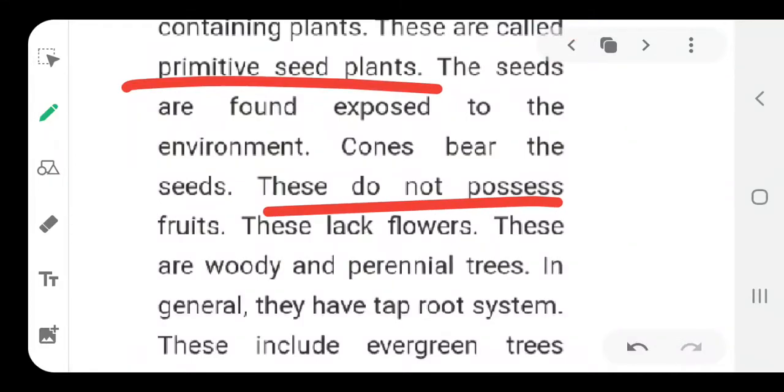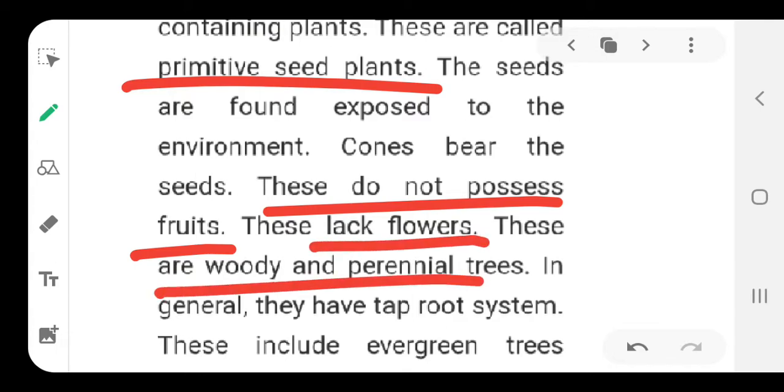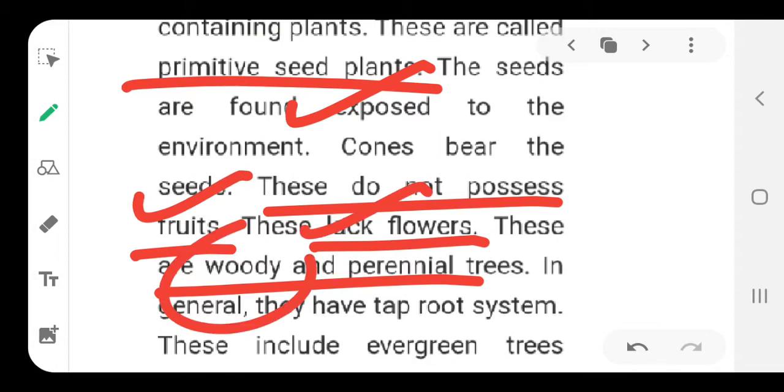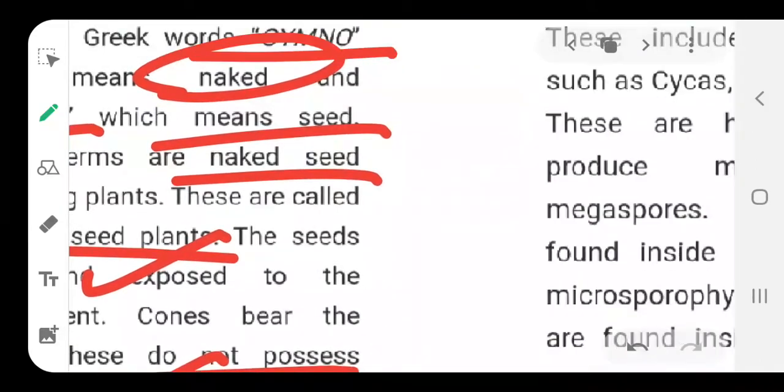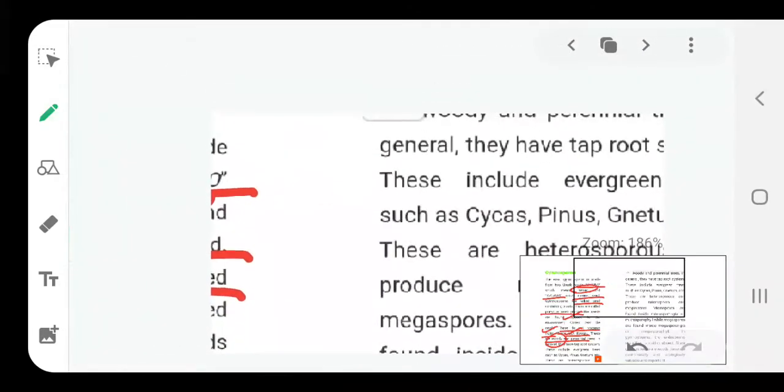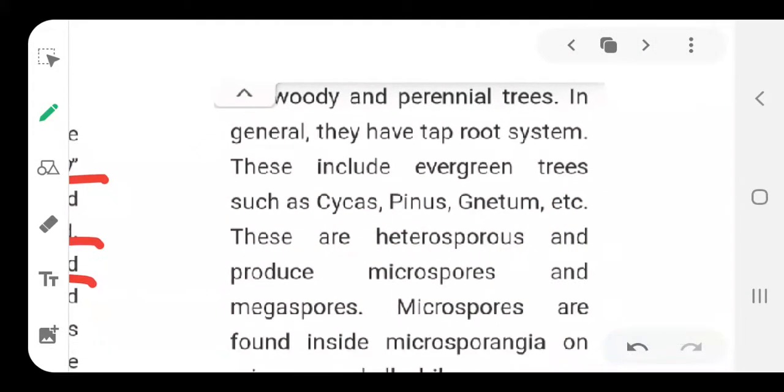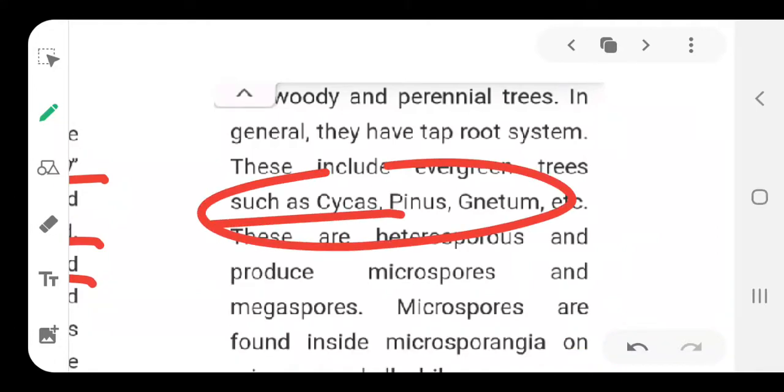Then they do not possess fruits. So, make sure they do not bear fruits, they lack flowers, and they are woody and perennial trees. So, write down these points. Number one, primitive seed plant, they do not possess fruits, they lack flowers, and they are woody and perennial. Okay? So, they grow throughout the season. Then some examples that we have in your textbook are Cycas and Pinus. So, these are the examples mentioned in your respective textbooks.